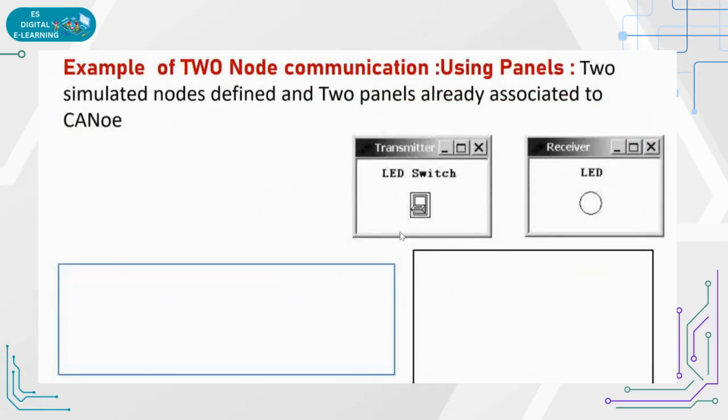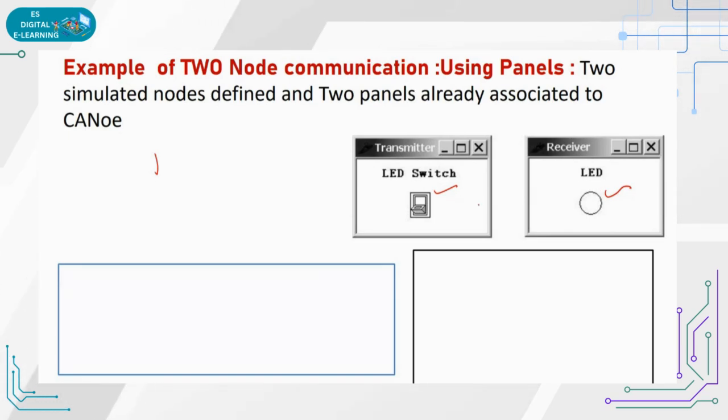Okay, and moreover, let's take this as an example: you are transmitting, and you created two nodes. Two panels are there. One panel has the LED, and another panel has the switch. So the first part will be the switch and the LED display. Whenever you turn the switch on, you need to turn the LED on, and when you turn it off, the LED will turn off.